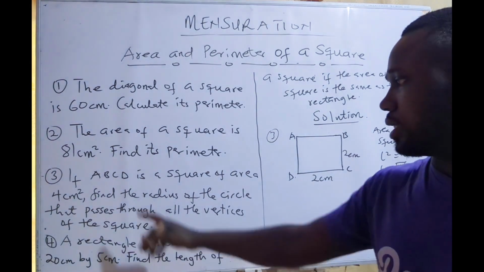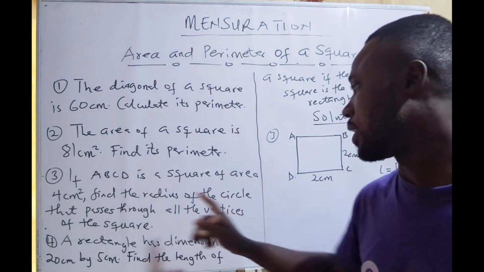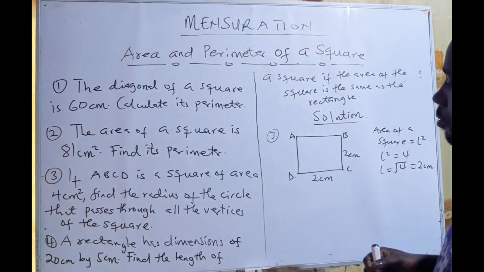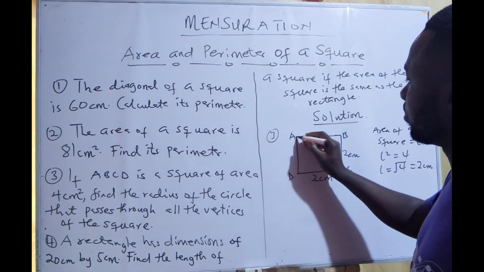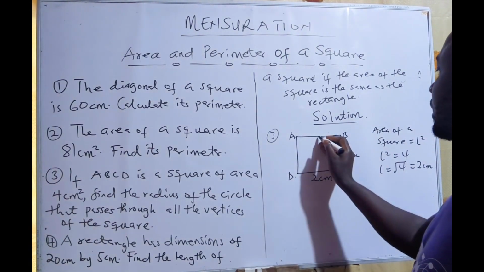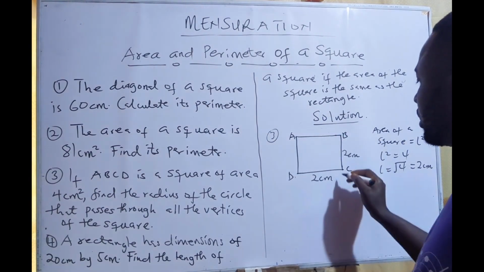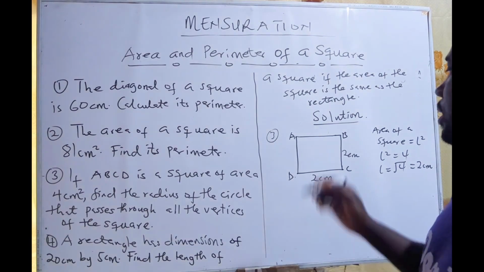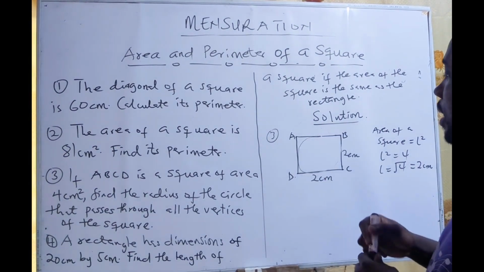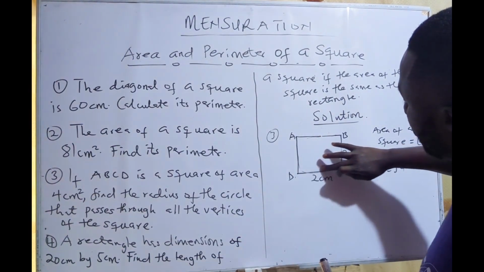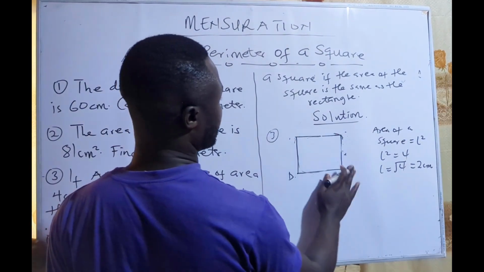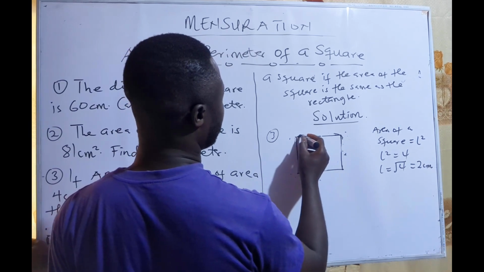He said find the radius of the circle that passes through all the vertices of the square. So there is a circle. The vertices are this place, this place, this place. So the vertices are ABCD, and the sides are side AB, BC. Sometimes the question can talk about the side. If it's the side, then it is an inscribed circle, we draw it to touch all the sides. But this time, it is touching all the vertices, so it will go outside.